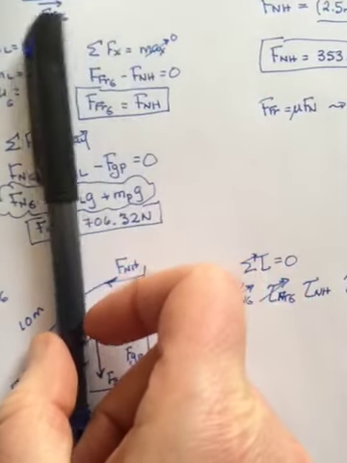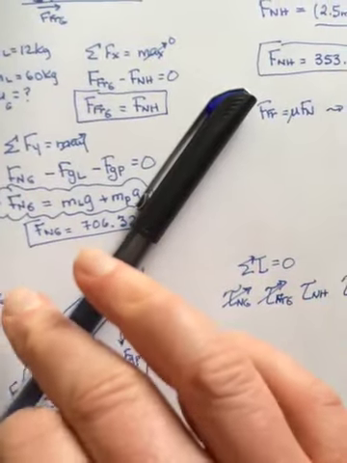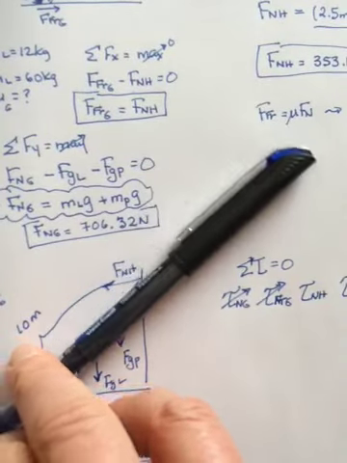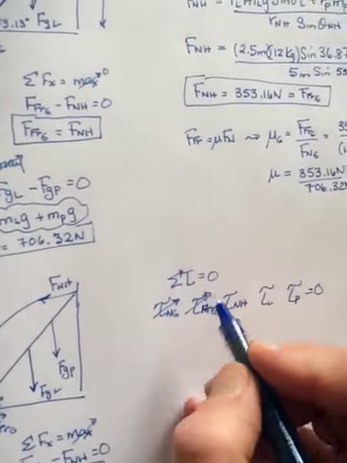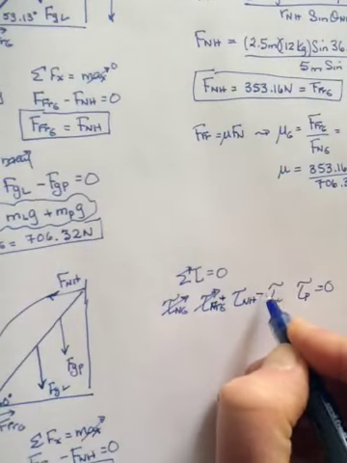F normal of the house is going to make it rotate counterclockwise, so it'll be positive. And the two weights will make it rotate clockwise, which will be negative. So positive, negative, negative.